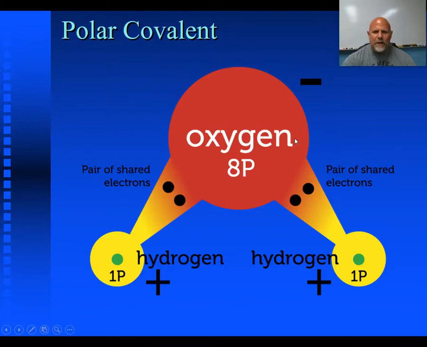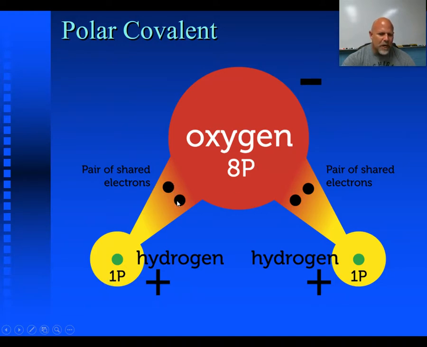So water is an example of a polar covalent bond. I have a shared pair of electrons right here and a shared pair of electrons right here. What happens with polar covalent bonds is I have different charges in the nucleus of the oxygen versus the hydrogen. There are 8 protons here and 1 proton here, so this has +8 charge and this has +1 charge.